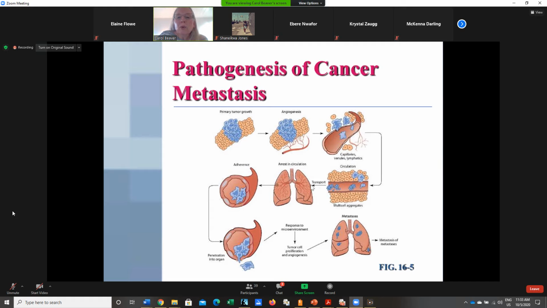It goes in the transport part, and then the response to the microenvironment, the tumor cell proliferation and angiogenesis. So it settles down, it may just be in one spot, but it could go to multiple spots, or it can just start with one spot, and then that one spot continues to metastasize within the organ. So it can be coming from the primary tumor multiple times, and it could be that the ones that are already settled in are moving along inside that same systemic area, and even maybe going to another area such as the brain.